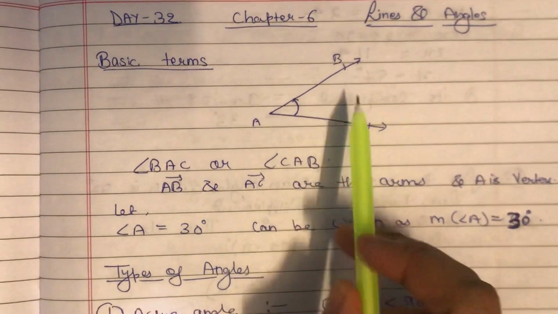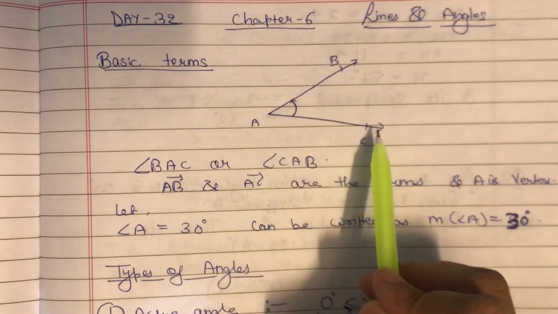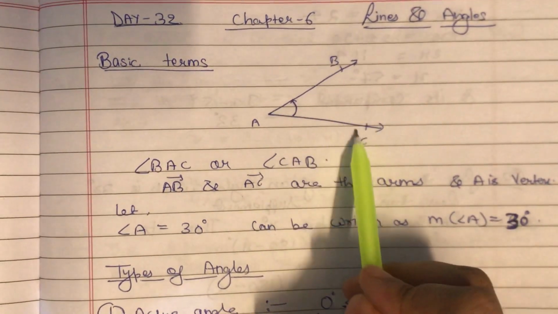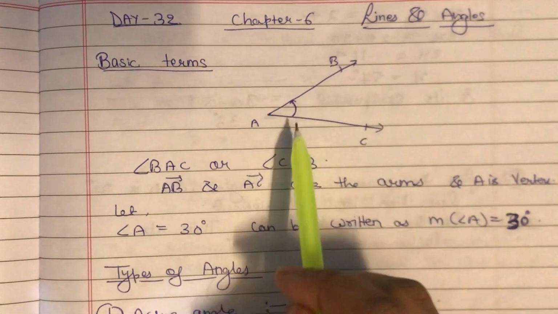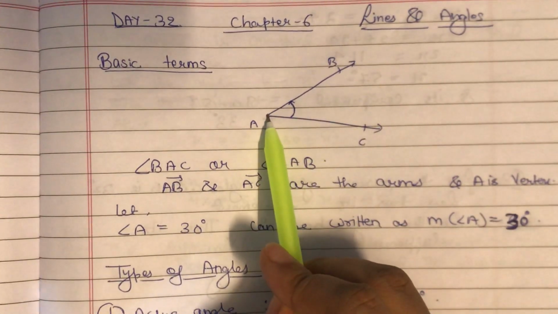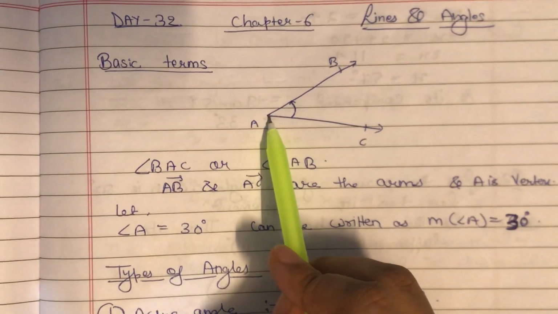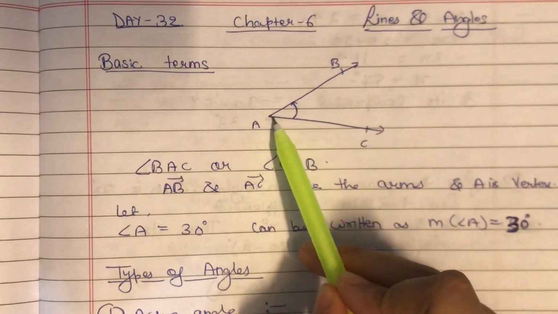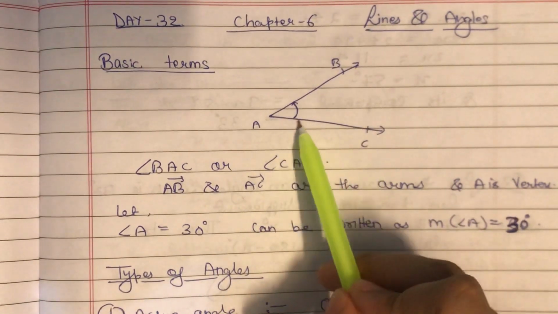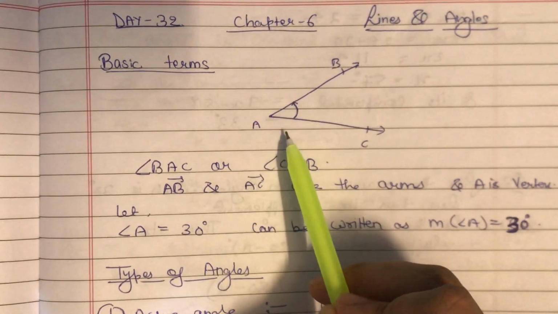So we know that we represent angle like this. So this is angle BAC. An angle has a vertex, one vertex. Here the vertex is A and it has two arms. So the two arms are AB and AC. And this is an angle, right?